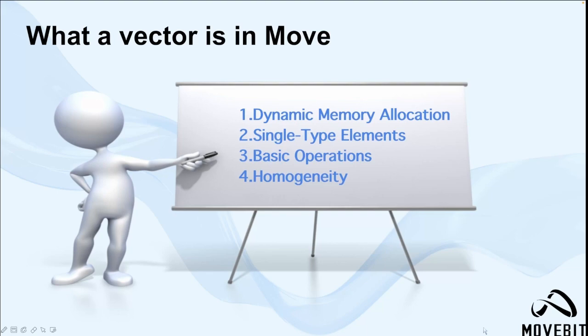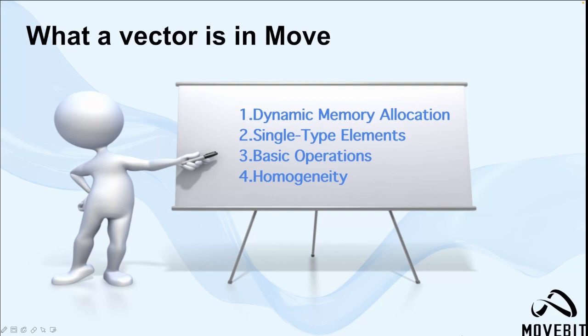So let's go over some properties of vectors in Move. The first one is dynamic memory allocation. Unlike static arrays, vectors in Move can adjust their size during the program's runtime. This means you can add elements to a vector or remove elements from it as needed, without having to know the vector size at compile time. And the second one is single type elements. All the elements in a vector are of the same type. This type can be a specific type, like an integer or a string, or it can be a generic type.